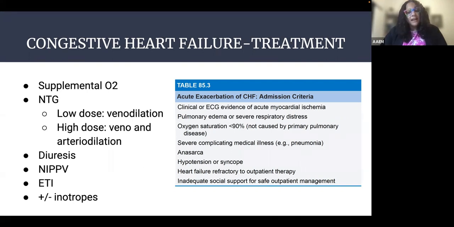We also want to diurese them, but remember that we don't want to diurese anyone before we have their electrolytes. Loop diuretics can cause hypokalemia. Nitroglycerin is relatively safe, and a lot of CHF exacerbations present hypertensive, so it's sort of a 2-for-1. BiPAP is wonderful and can save many CHF patients from intubation. And then plus or minus inotropes like dopamine, dobutamine.